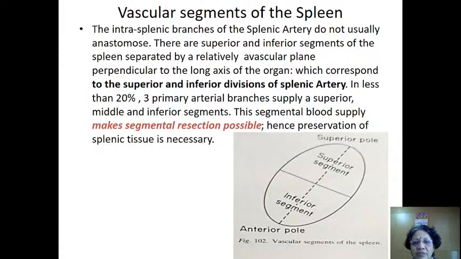These intrasplenic branches of the splenic artery do not usually anastomose. So we describe superior and inferior segments. Now this is a surgical terminology, not an anatomical terminology, where he calls it the superior pole and the anterior pole. So the way surgeons talk about it is different. But the point is that you have superior and inferior divisions of the splenic artery. In about 1/5 of us, there will be 3 primary arterial branches with superior, middle and inferior segments. This needs to be recognized before any attempted surgery, but it makes segmental resection possible, and preservation of splenic tissue becomes possible. Otherwise, you have to sacrifice the entire splenic tissue even if there is a problem with one small part of it.